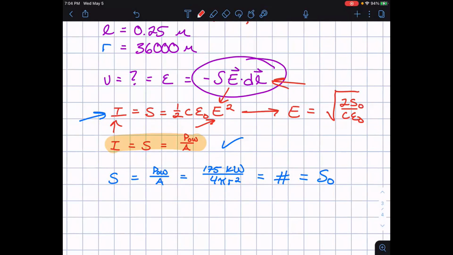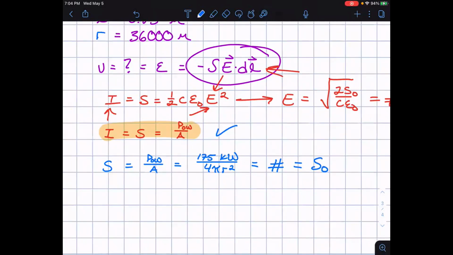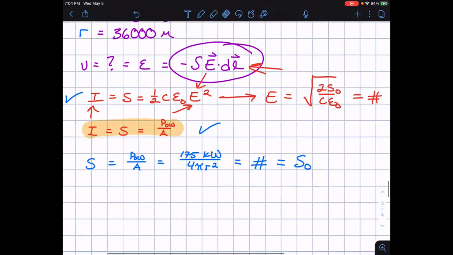All right, and that would give me my electric field, some number for my electric field. Okay, so now this is great. I'm done with step two. Let me erase some of these arrows here and put a check mark next to that step, because I am done with the electric field.